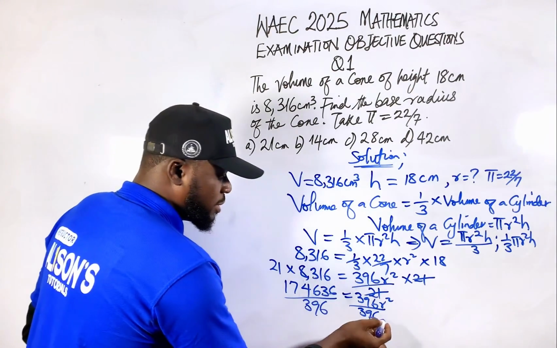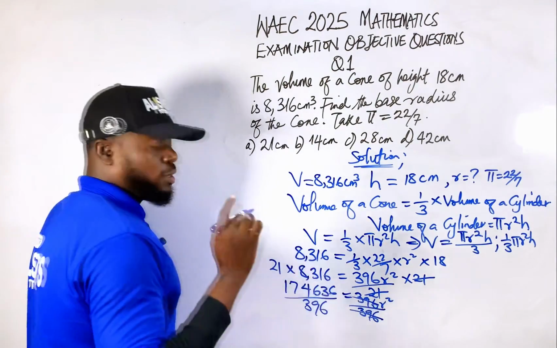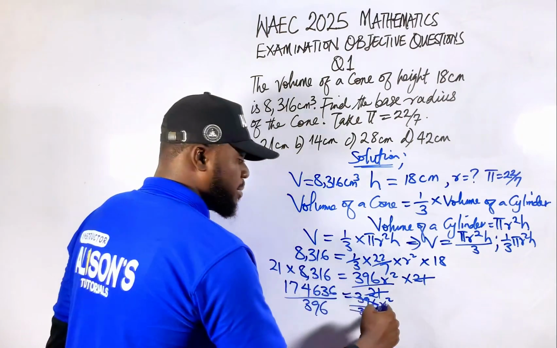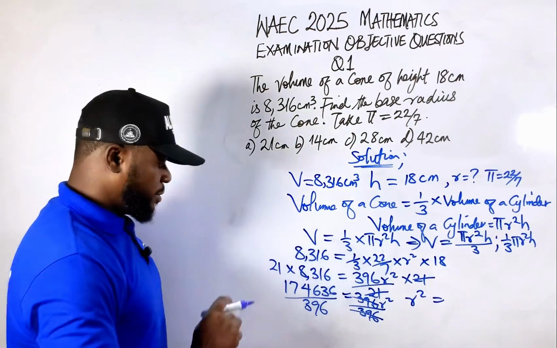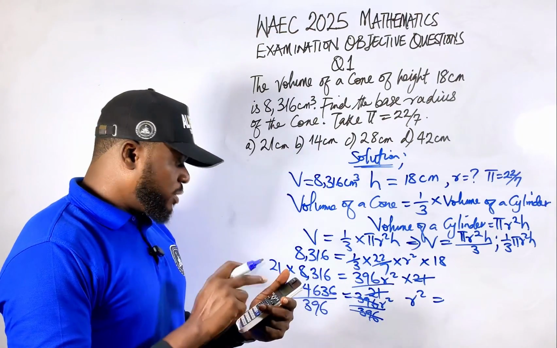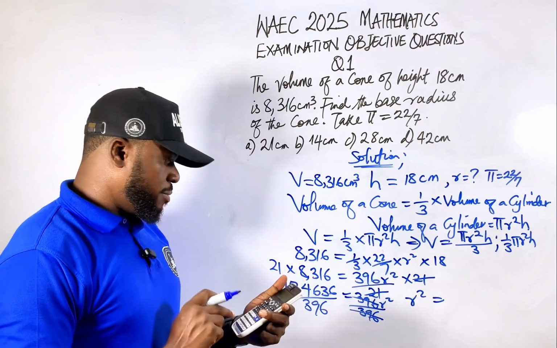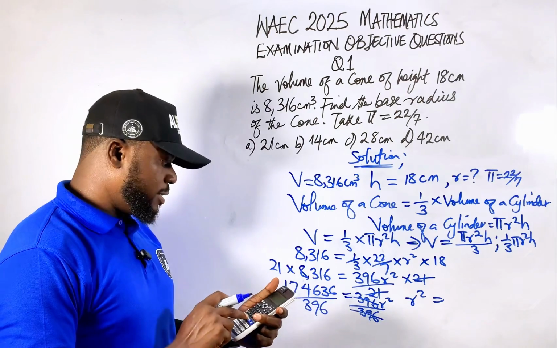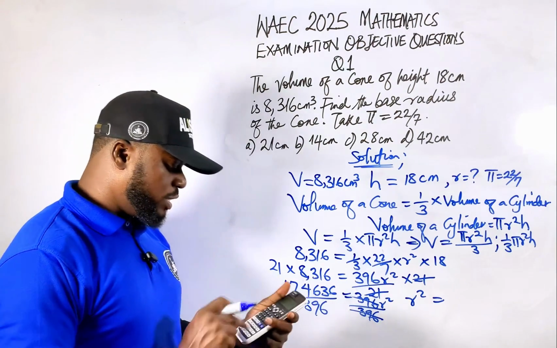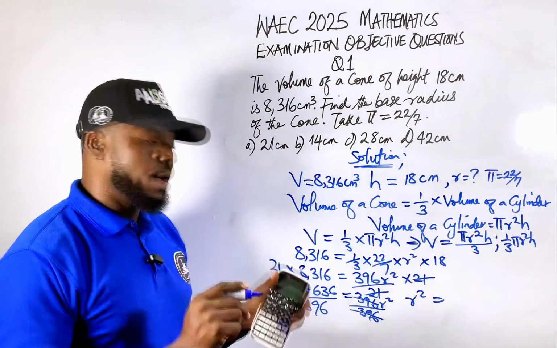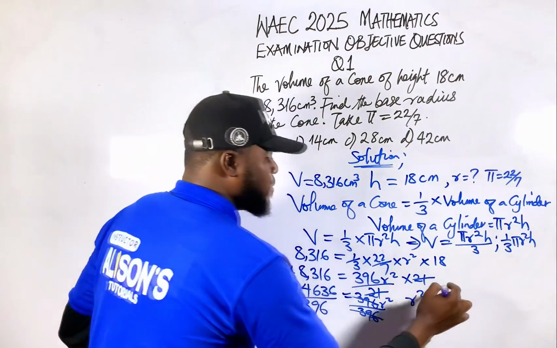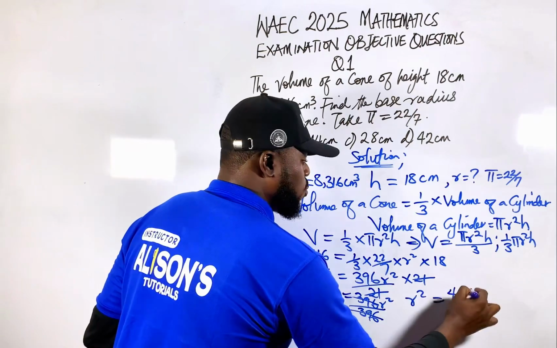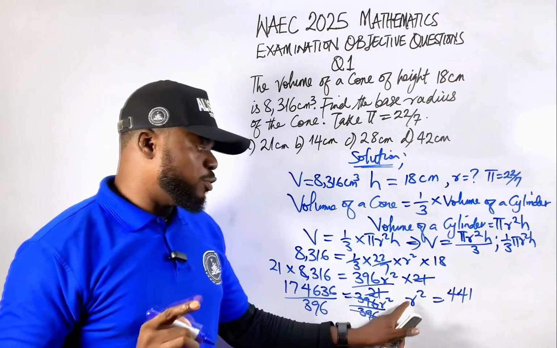So you see, 396 and 396 cancel out. What remains here now? r squared is equal to 174,636 divided by 396. What does it give me here? Now 441. People will rush to check, they never see the answer. Relax. 441. Remember, we defined r, not r squared.